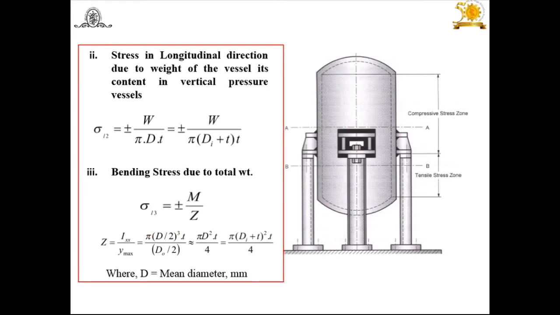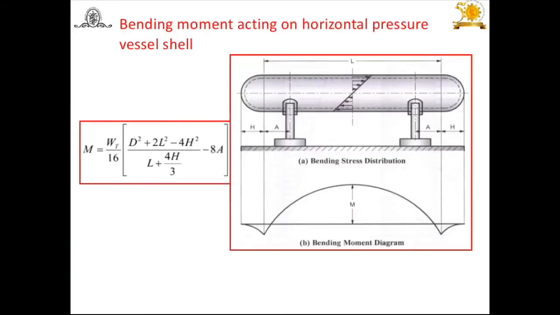Now let us see how to find out M. Suppose this is the horizontal pressure vessel. Here this cylindrical shell has the length L, and after that the end closures have the height H, and the distance from the support is A. By using this nomenclature, A is from the support up to the cylinder, the cylinder length is L and the end closures height is H.